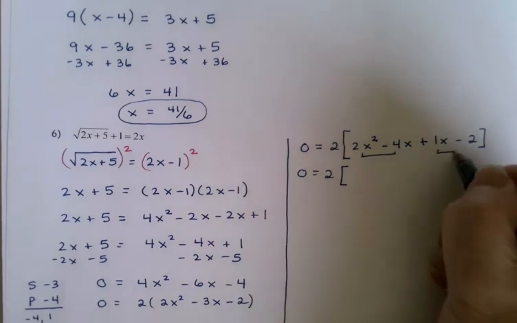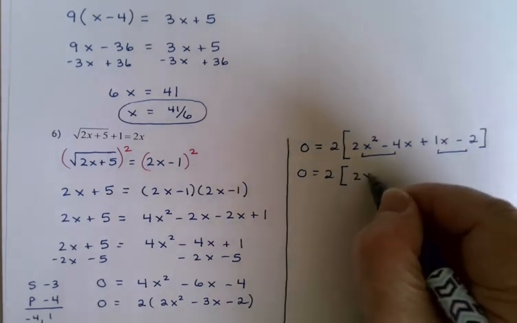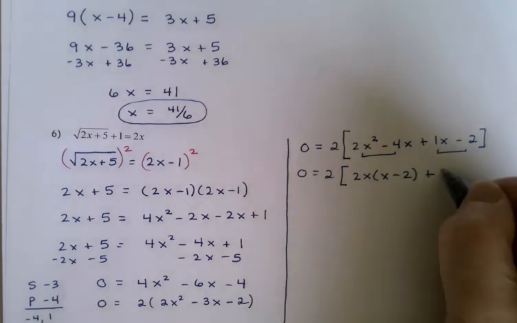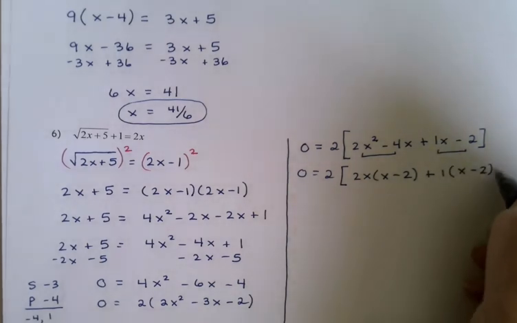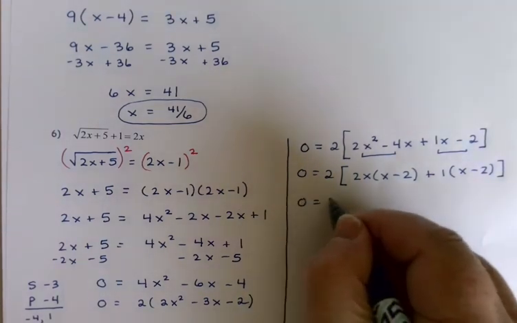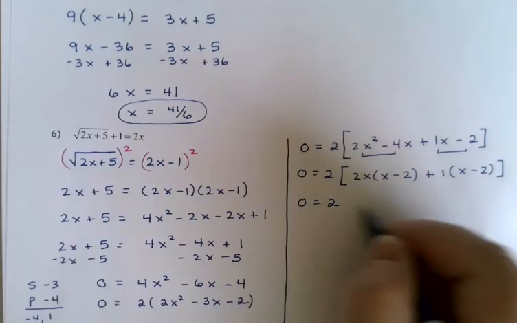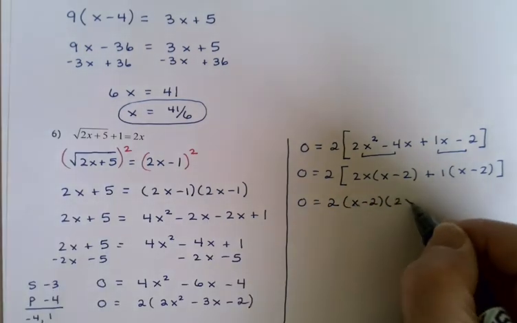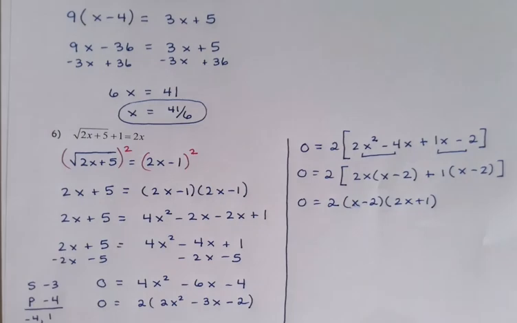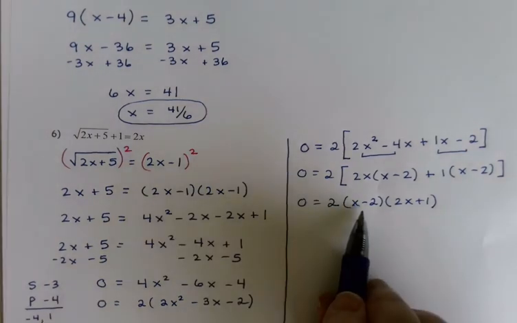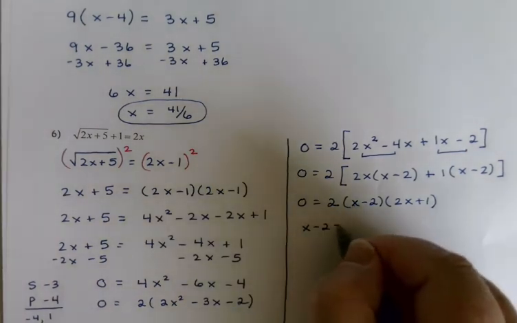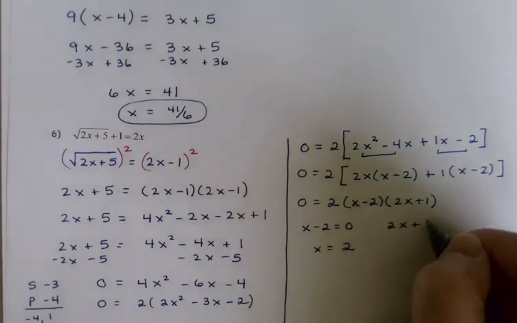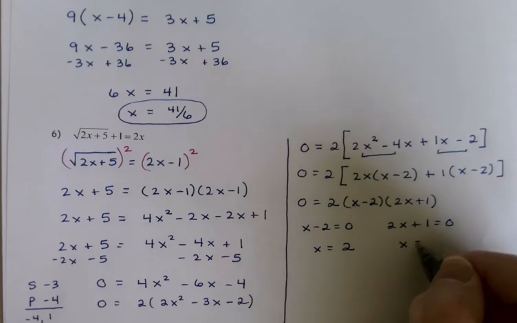And then I'll factor by grouping. 2x times x minus 2 plus, all I can factor out there is really just a 1, so 1 times x minus 2. Factoring out the common binomial of x minus 2, and then I've got the 2x plus 1. All right, if x minus 2 is 0, then x equals 2. And if 2x plus 1 is 0, then x would be negative 1/2.